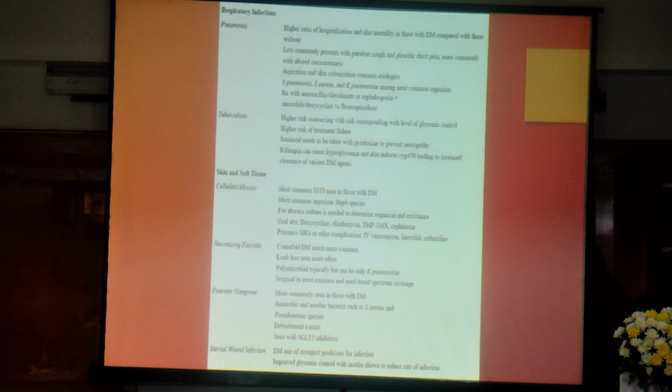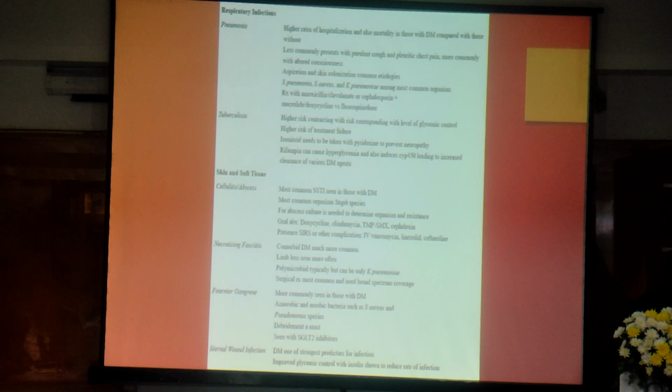Again, isoniazid needs to be given with pyridoxine to avoid vitamin B6 deficiency, because that can aggravate neuropathy in those with diabetes. Rifampicin again may cause cytochrome P450 induction, and that also impacts the clearance of the anti-diabetic agents. So again, the doses have to be monitored and adjusted accordingly.